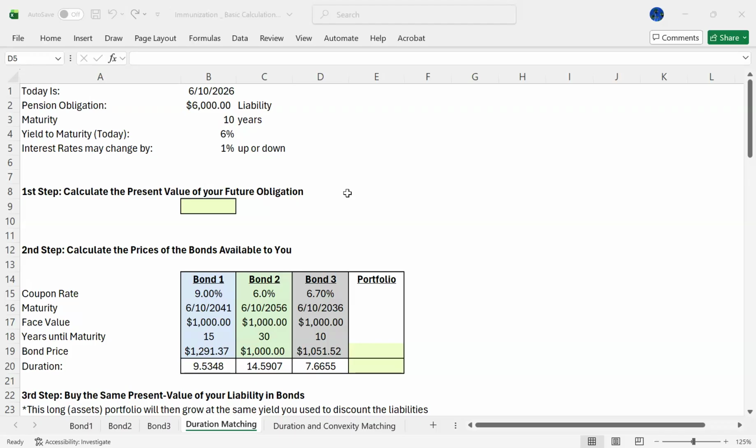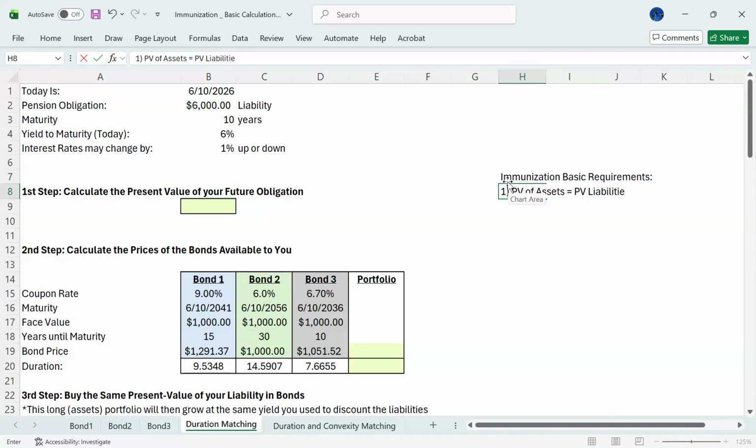So now, a couple of the conditions for immunization, basic requirements. The first one is the present value of assets has to match the present value of those future liabilities, in this case, a single liability. The second is the duration of the assets has to match the duration of the liabilities. And finally, the convexity of the assets has to be greater than or equal to the convexity of the liabilities.